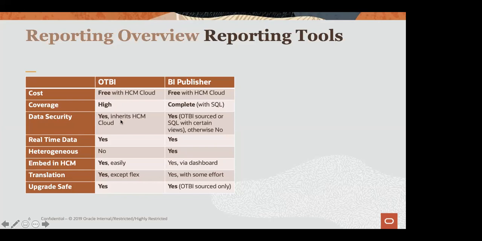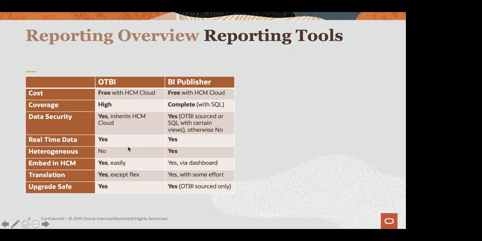Data security in OTBI, you don't have to do anything. It inherits the same data security as the Fusion application. BI Publisher, yes, if you use secured views, it is secured, else it is not secured. So it's generally not advisable for customers to use BI Publisher. For example, if you build a salary report using BI Publisher, any user accessing that report will be able to see everybody's salary. So generally it's not advisable.